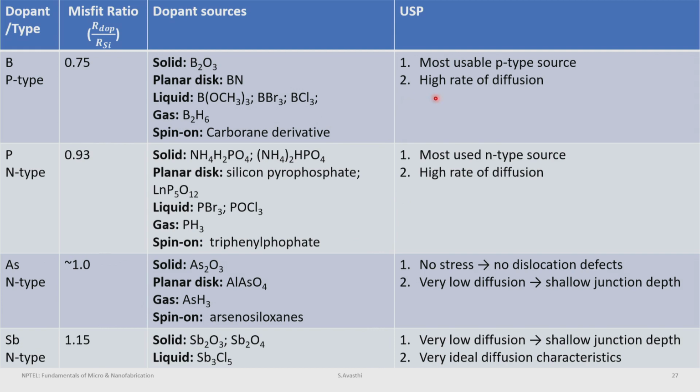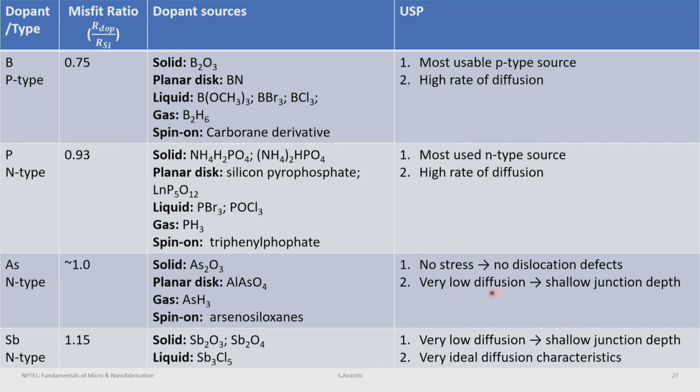The USP of boron is that it is the most usable p-type. If you look at this list, boron is the only one that I have listed as a p-type. All other p-type sources such as aluminum or gallium have their own problems. We will discuss some of those problems in the next lecture. The other aspect is that because boron is one of the smallest atoms, it is also one of the fastest diffusing ones. So, you have to be a little careful. If you are trying to make shallow junctions, boron will go very quickly. Phosphorus is the most used n-type material. It is also smaller than silicon, so it diffuses faster and gives a higher rate of diffusion.